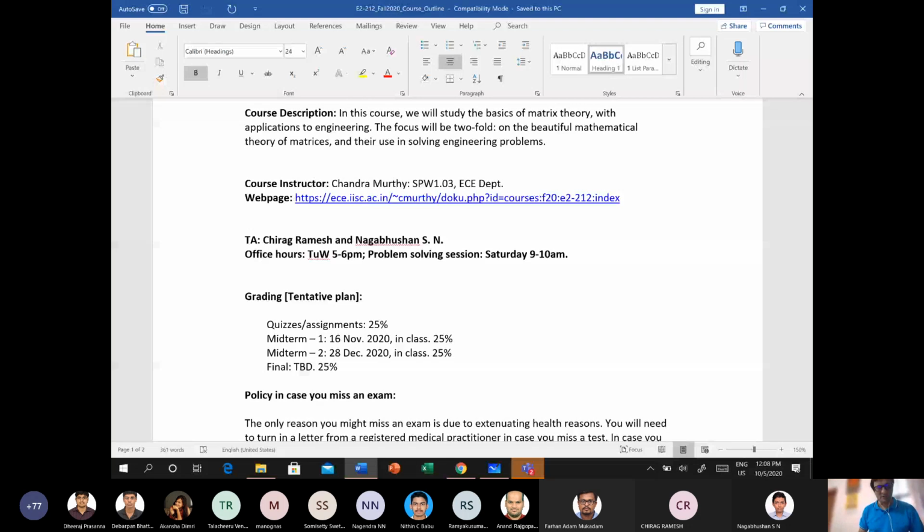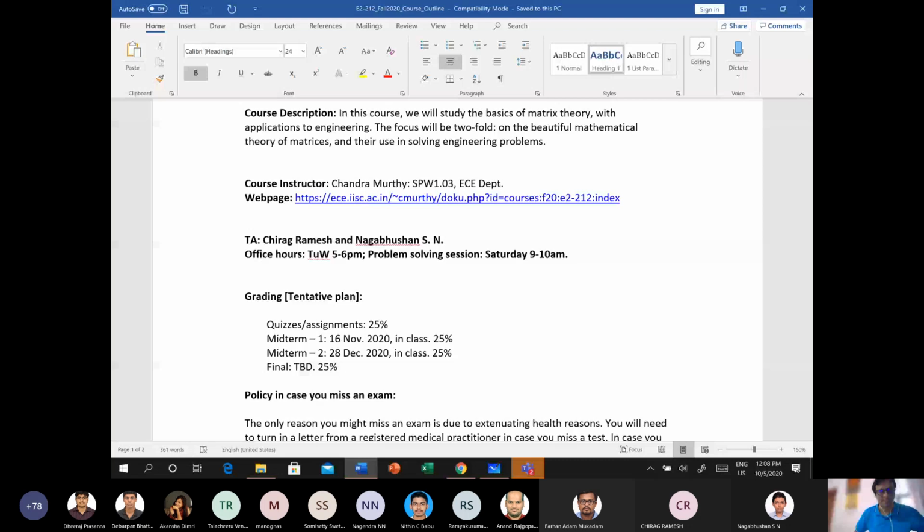There are going to be two office hours, on Tuesdays and Wednesdays, 5 to 6 p.m., and a problem solving session on Saturday, 9 to 10 a.m. The formal material of the course will be covered during the classes. These are additional times where you can get some help for your course, but it's not mandatory to attend these sessions. If you have doubts, this is a good time to get them clarified from the TAs. There just won't be enough time to do a lot of problem solving in class, so if you want to see some example problems being solved, you should attend the problem solving session.